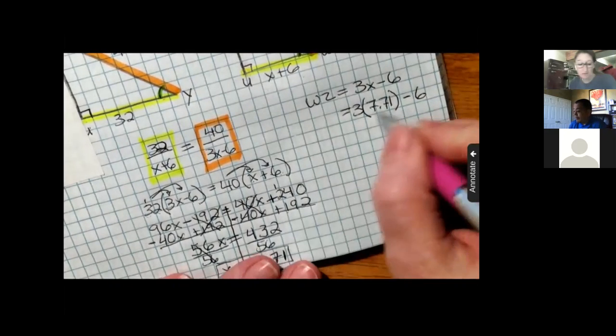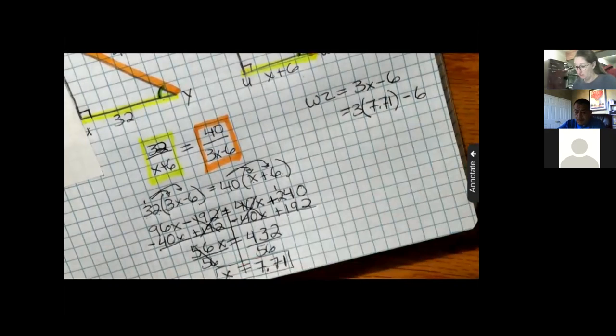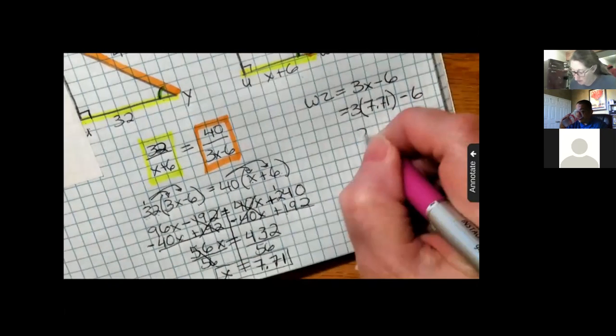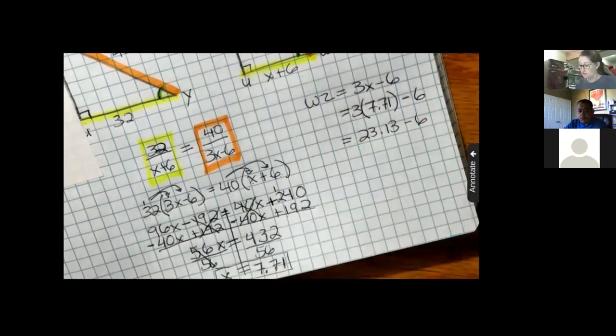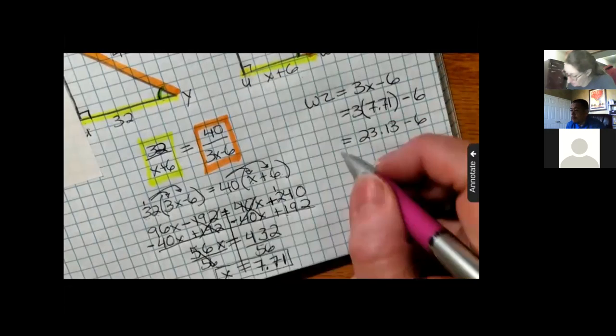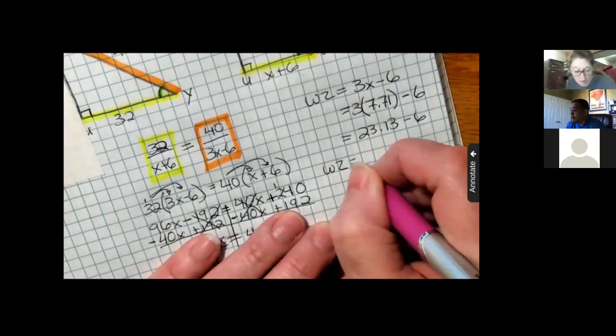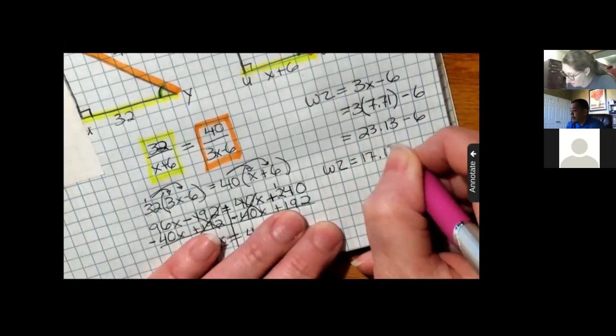Okay, so then I got to multiply. And I'm going to take 3 times 7.71 equals 23.13 minus 6. Okay, and I'm going to subtract that by 6. And I'll get WZ equals 17.13.